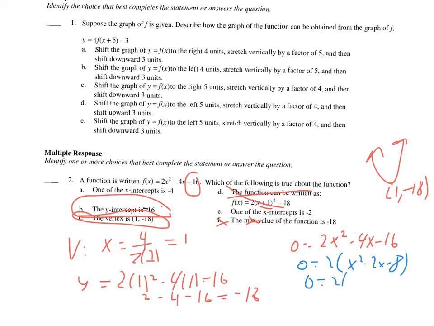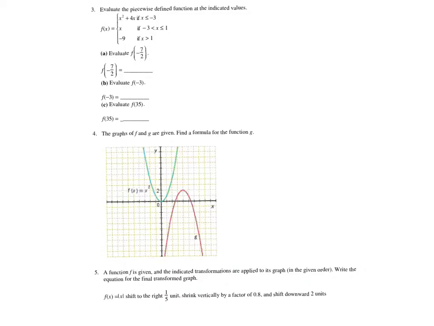And then we factor it some more. So x minus 4 times x plus 2. So x equals 4, x equals negative 2. So then this one's correct, but A is incorrect. All right, next up, number 3 is a piecewise function. I think you should be able to do that. Just plug in the values and then evaluate.